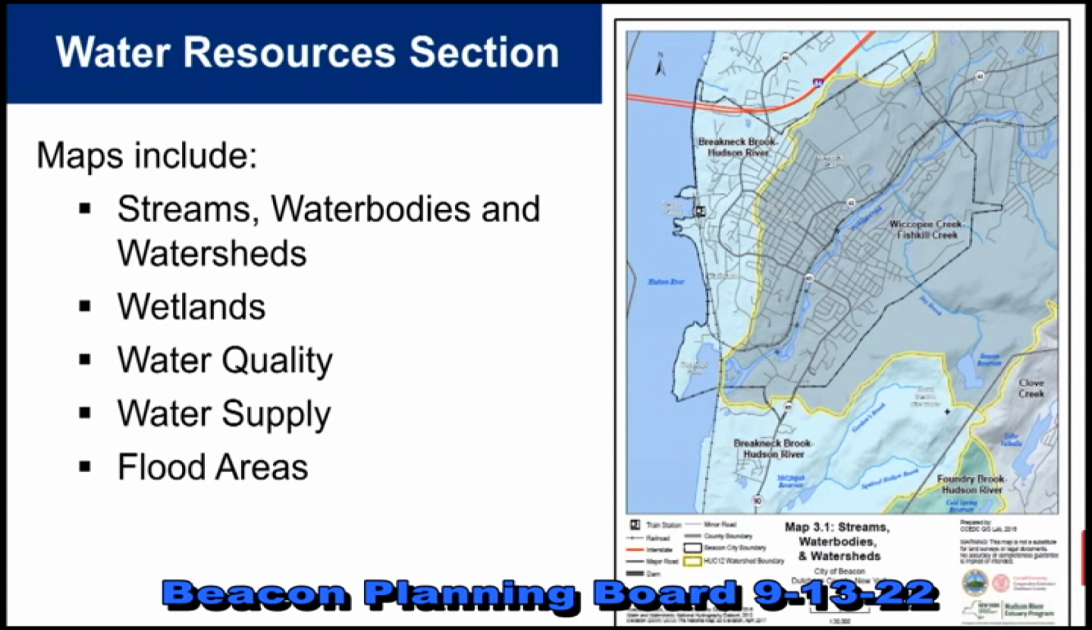There's a pretty significant water resources section, overviewing streams, water bodies, watersheds, wetlands, water quality, water supply, and flood areas. Some obvious planning implications for this, maintaining wetlands and riparian buffers, as well as, of course, the city's drinking water supply.